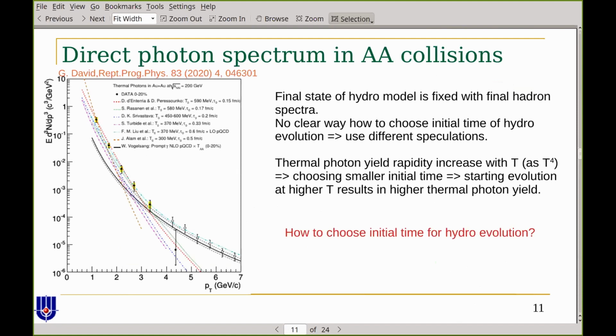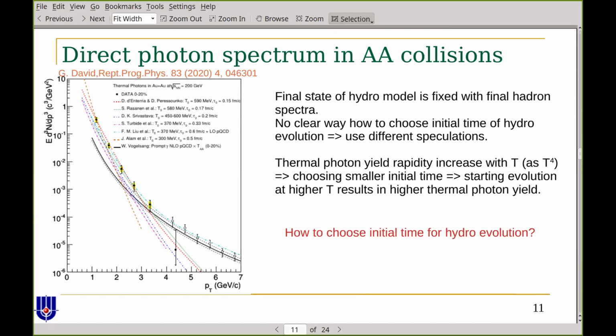Okay, with this hydrodynamic model we can try to reproduce measured spectra, and this plot shows attempts of several groups to reproduce the direct photon yield measured in central gold-gold collisions at RHIC energy. And you see that these predictions cover a rather wide range of possible yields, and the main parameters here are the initial time and the related initial temperature.